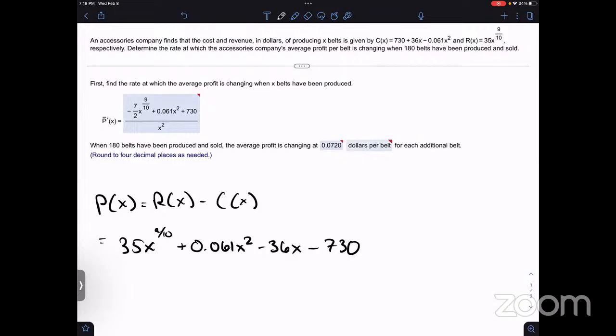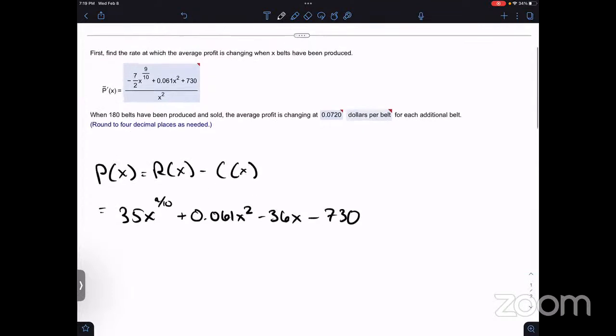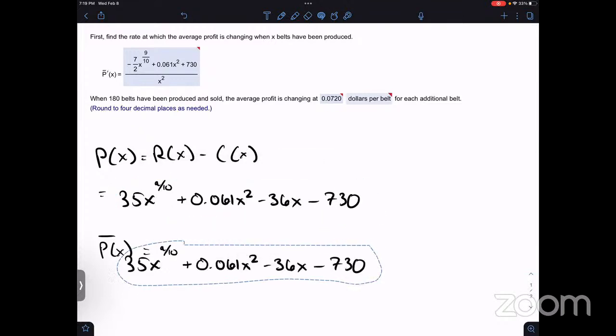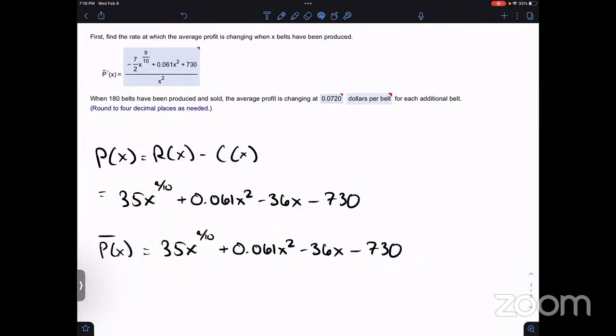So now, if we want the rate at which the average profit, okay, wait a minute. So this is the profit function. If they want average profit, then we need to say P of x divided by x, right? I think it's abbreviated like that. Average profit is going to be basically that result. I'll just copy and paste. It's basically going to be this divided by x. Man, this is getting nasty.